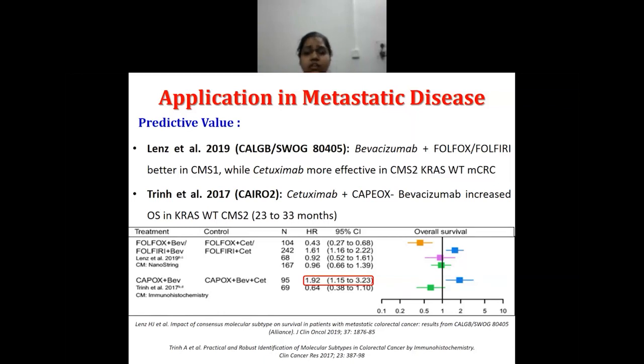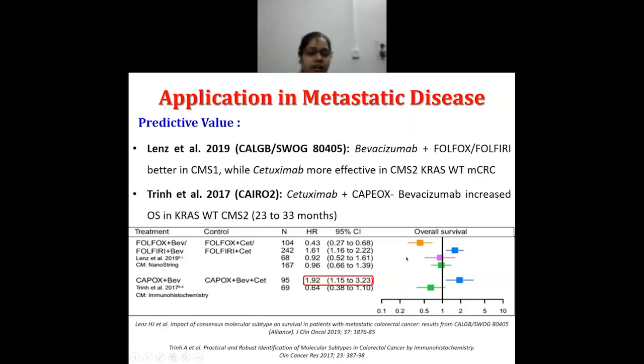Then the CALGB/SWOG 80405 trial, which was carried out by Lenz et al. in 2019, tried to assess the addition of bevacizumab or cetuximab to FOLFOX or FOLFIRI among the various CMS types. They found that bevacizumab addition had a better response in CMS1, indicated by the first bar. However, cetuximab was found to be more effective in CMS2. The study included KRAS wild-type metastatic colorectal cancer.